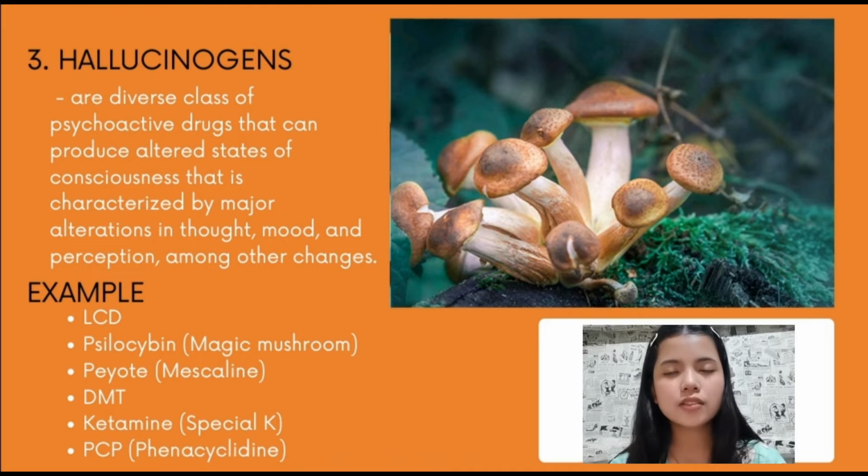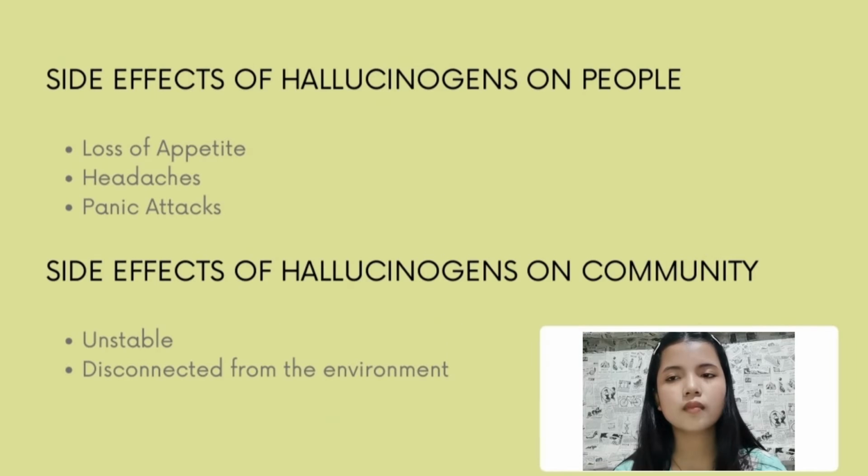Number 3. Hallucinogens. It is a diverse class of psychoactive drugs that can produce altered states of consciousness that is characterized by major alterations in thought, mood, and perception, among other changes. Examples are LSD, psilocybin or magic mushroom, peyote or mescaline, DMT, ketamine or special K, and PCP or phencyclidine.